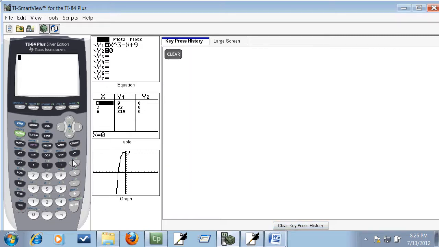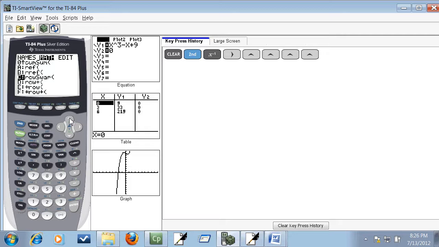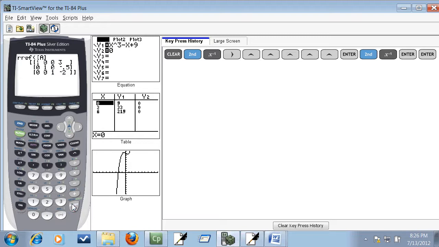And now we're going to go through our Rref process. So we'll go to a second x and -1, right arrow to math, and up arrow to Rref. Make sure you choose the one with 2 R's. Enter. Then go back to my matrix menu. Do enter on A, enter again.